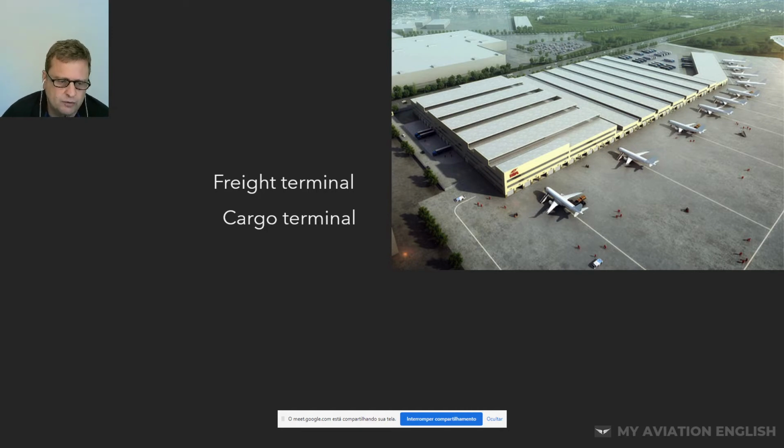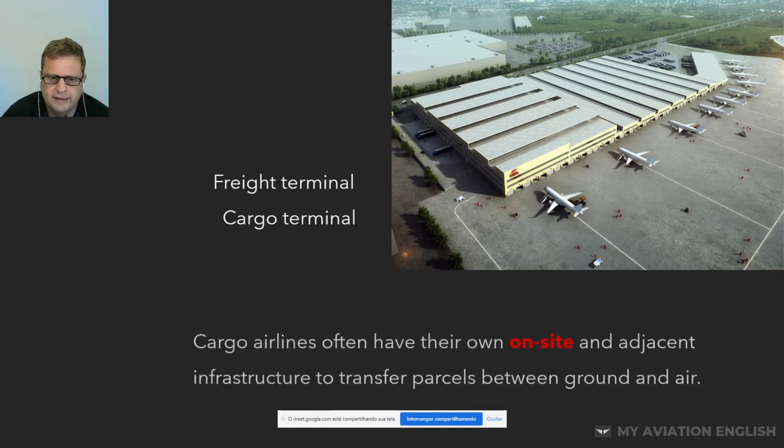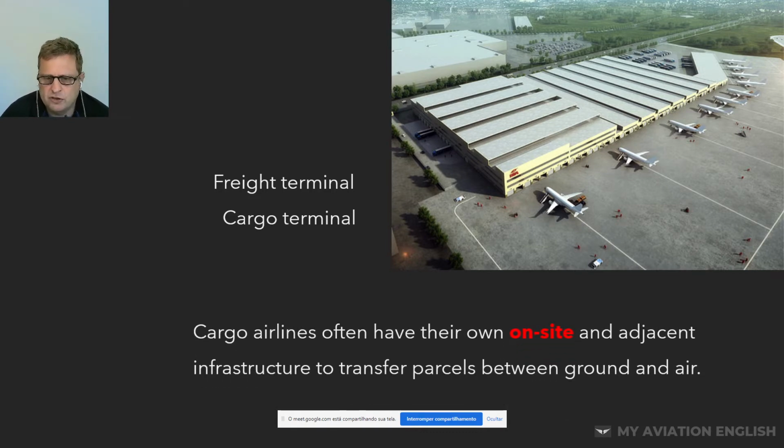Cargo terminal. All right. Cargo airlines often have their own on-site and adjacent infrastructure to transfer parcels between ground and air. O que significa, né? As linhas aéreas têm sua infraestrutura própria no site e adjacente, né, ao site, para transferir encomendas entre o chão e o ar.